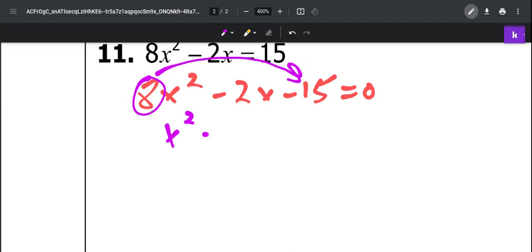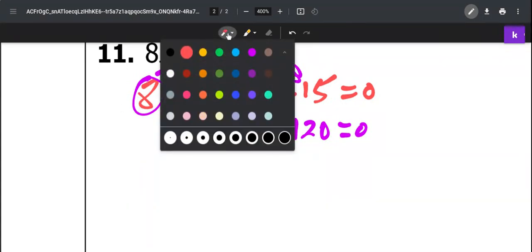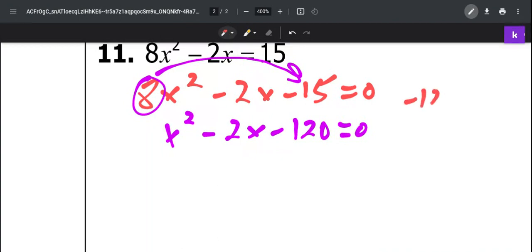So x squared minus 2x minus, what would 8 times 15 be? 120. All right. Then I just need to remember if I use this method, I have to come back and divide by that 8 once I get my factors. So my factors would be, let's see, negative 120.